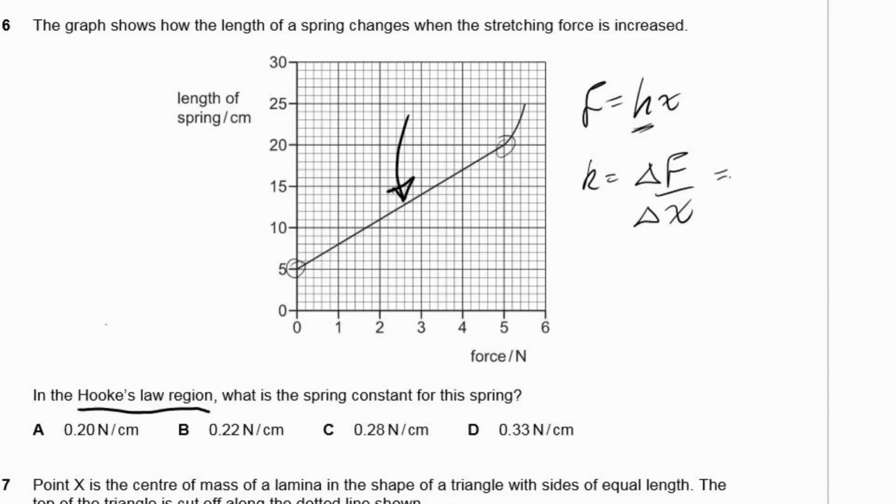So our change in force is just 5 newtons, and our change in extension is 20 minus 5 centimeters. That's 15 centimeters. So that's 5 newtons divided by 15 centimeters, which is 0.33 newtons per centimeter. There we are, and that is option D.